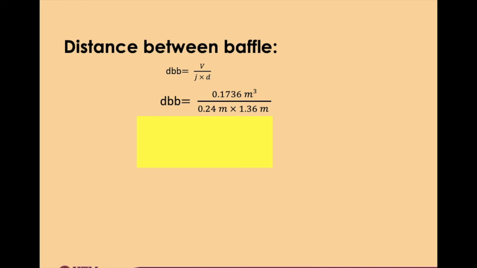Any answer? Any attempt? 0.5318. It sounds all right. Okay, 0.53 meters. Therefore, the distance between baffles in compartment 1 is 0.53 meters. We're talking about compartment 1. Can I proceed to another slide?